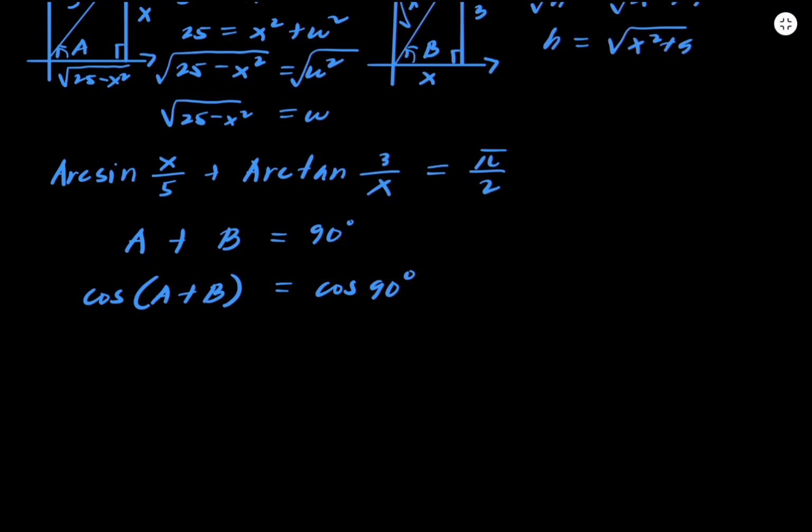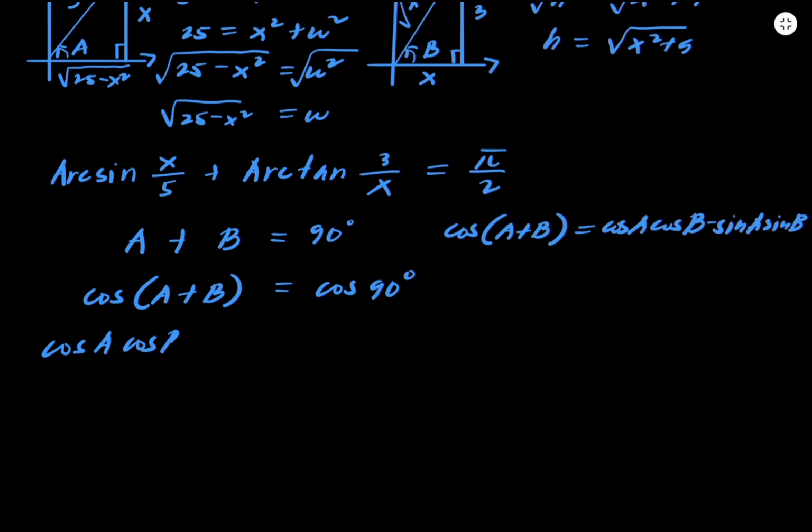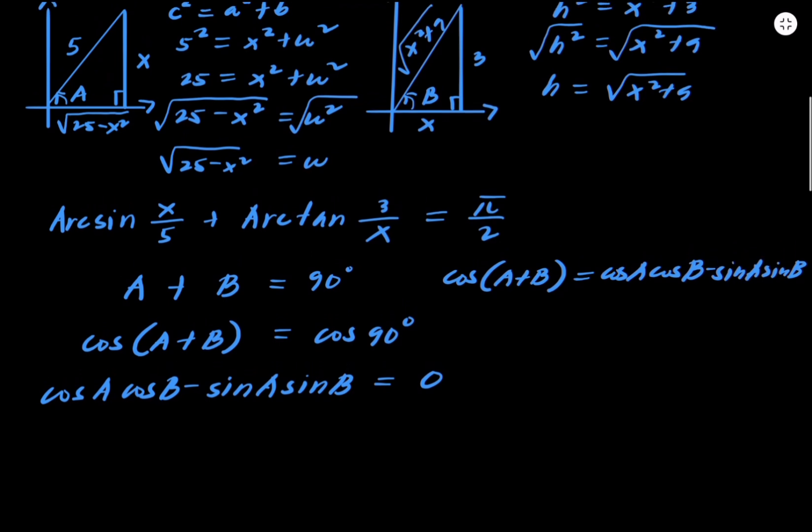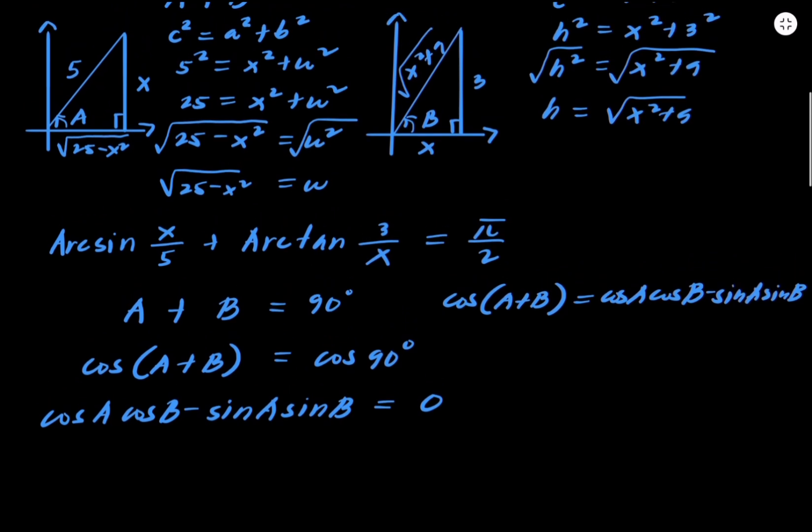Now, recall the sum and difference identity. If you have cosine of A plus B, the sum of angles A and B, that is equal to cosine A times cosine B minus sine A times sine B. So we have cosine of A times cosine of B minus sine of A times sine of B equals 0. Now, refer to the drawing. What is cosine?